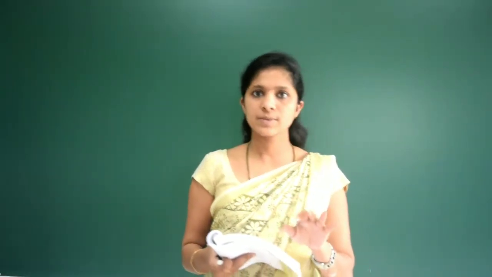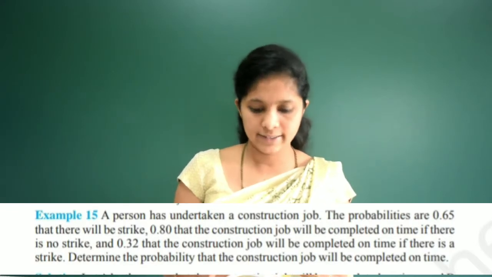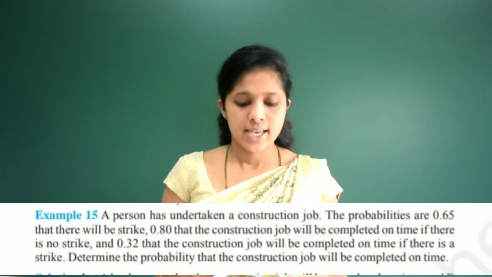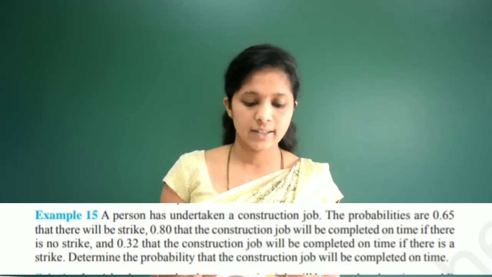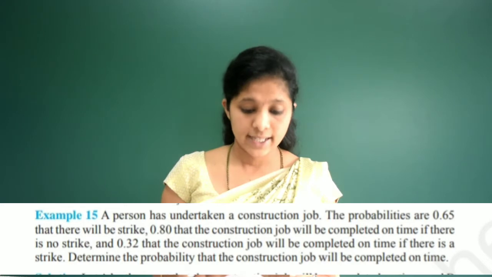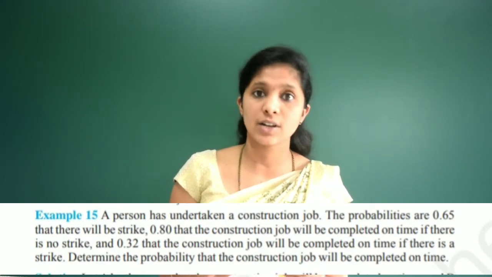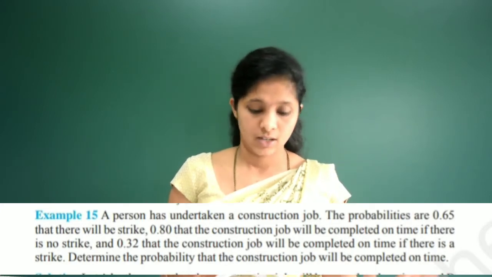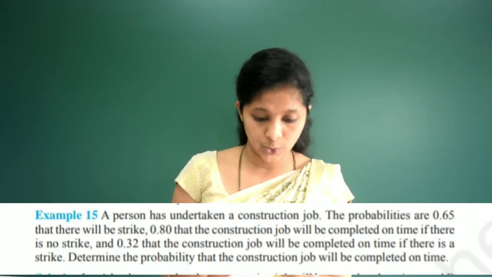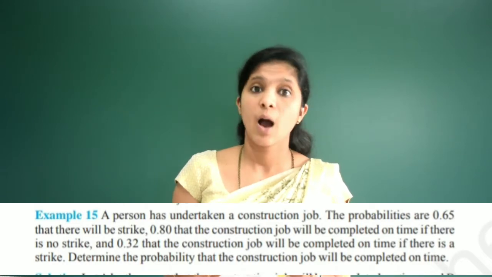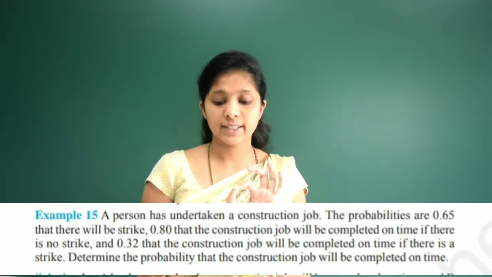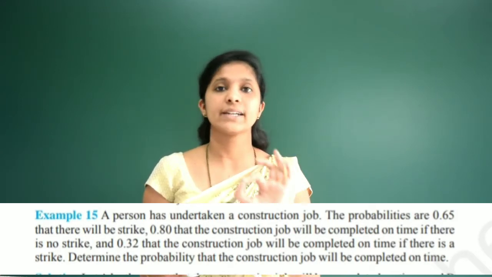Now we'll see some problems. I'll read the question, try to understand it. A person has undertaken a construction job. The probabilities are 0.65 that there will be a strike and 0.80 that the construction job will be completed on time if there is no strike, and 0.32 that the construction job will be completed on time if there is a strike. Determine the probability that the construction job will be completed on time.